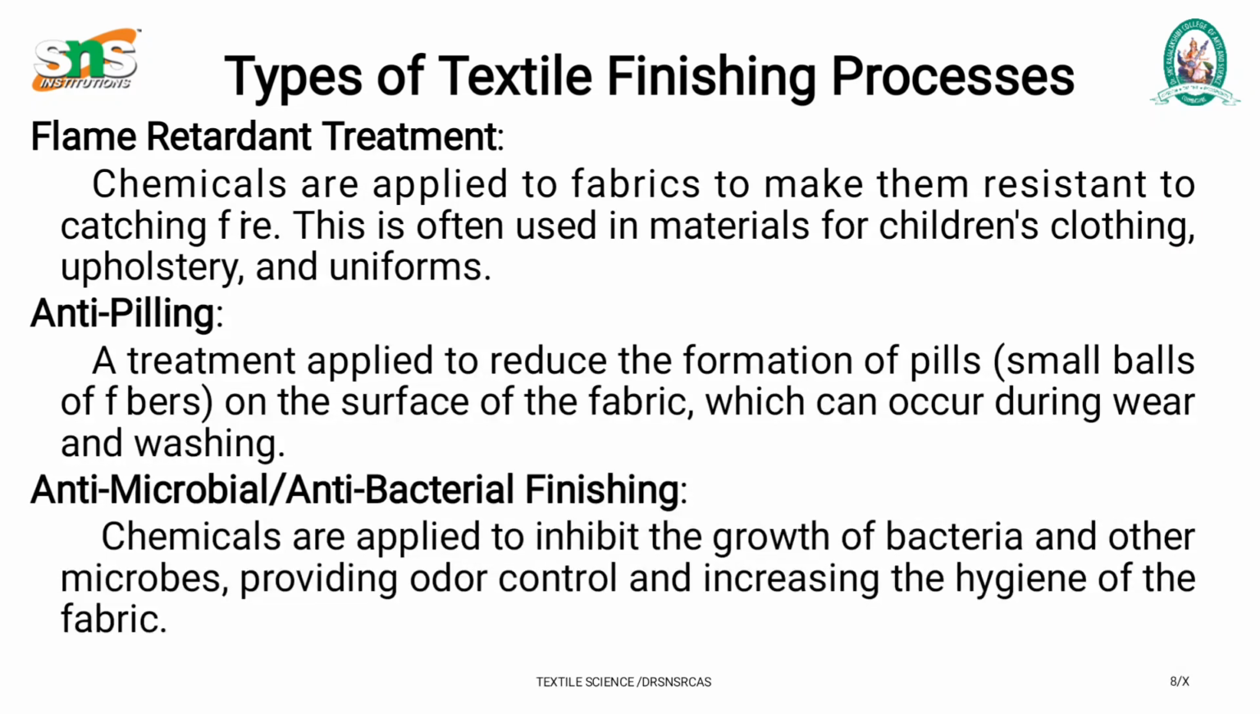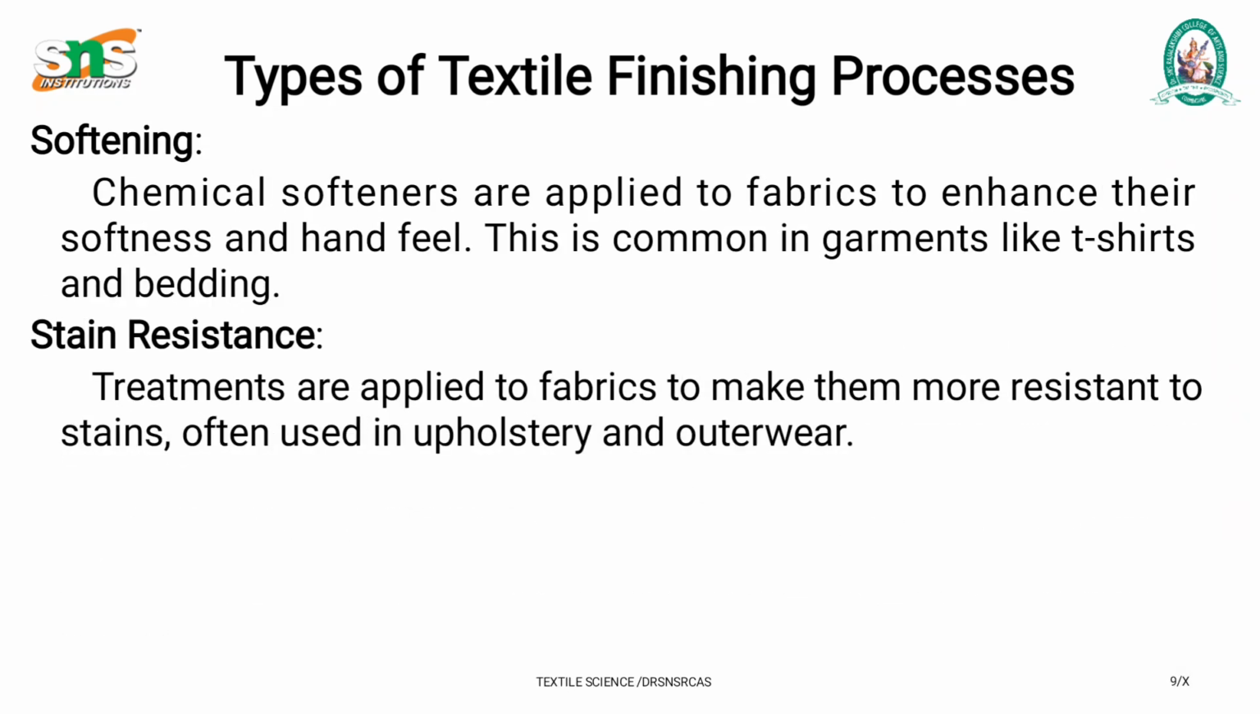Antimicrobial and antibacterial finishes. Chemicals are applied to inhibit the growth of bacteria and other microbes, providing odor control and increasing the hygiene of the fabric. Softening. Chemical softeners are applied to the fabrics to enhance their softness and hand feel. This is common in garments like t-shirts and bedding. Stain resistance. Treatments are applied to fabrics to make them more resistant to stains, often used in upholstery and outerwear.